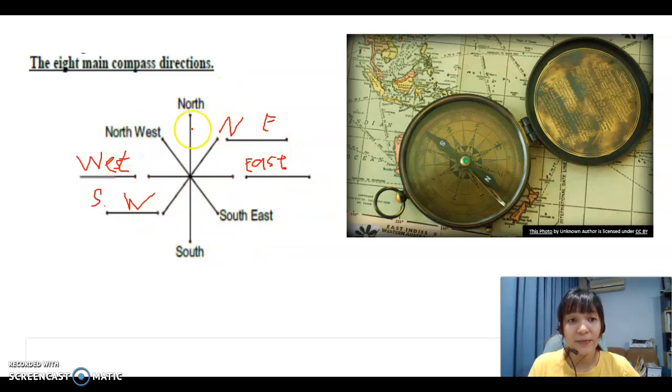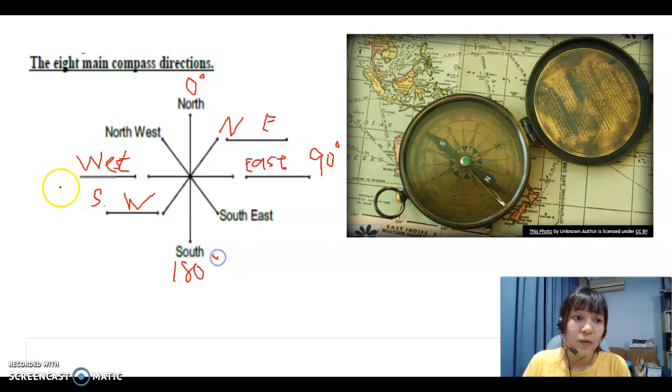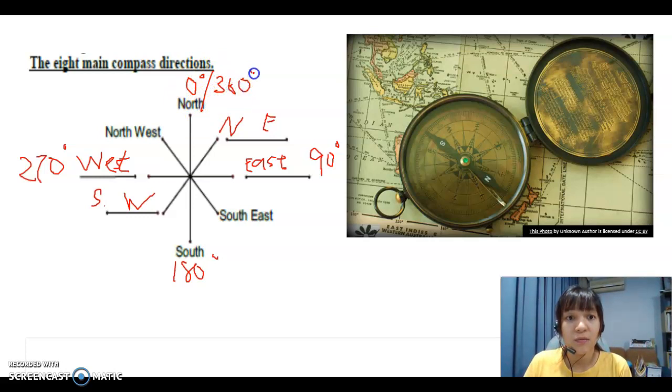So besides learning all these names, you have to know the angle also. Compass angle. Pointing towards north, it is our 0 degrees. Then how about our east? We know this is 90 degrees, right? So east in our compass will point toward 90 degrees. Then our south would be 180 degrees. Then our west would be 270 degrees. Then how about the north? It is 0 or 360 degrees. Okay, so write it down inside your notes too.